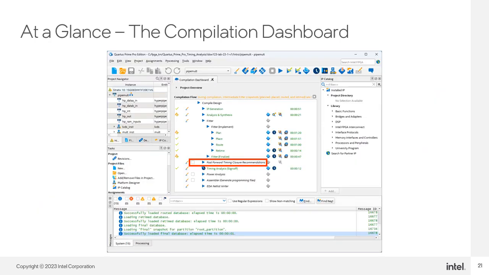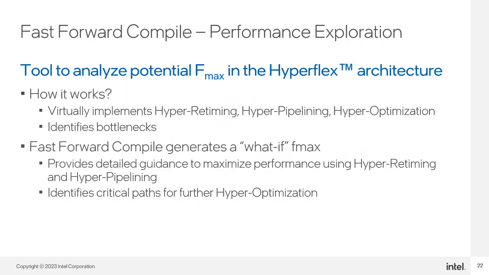right panel. The fast-forward timing closure recommendation stage is an optional stage that exists only for Intel FPGA devices that have the HyperFlex architecture, such as the Intel Stratix 10 and Intel Agilex 7 devices. The fast-forward compiler will go through what-if scenarios of your design. The compiler will start with your design's baseline and then make speculative changes to make your design more HyperFlex friendly. These changes focus on retiming, pipelining, and optimization.